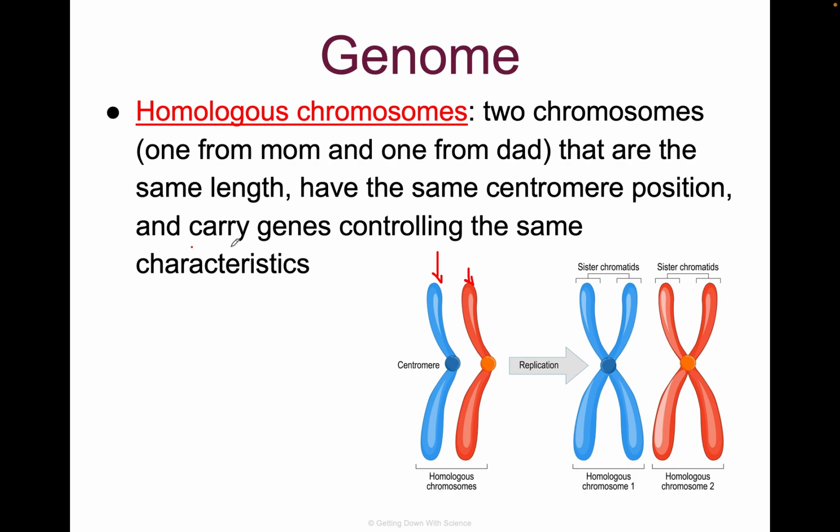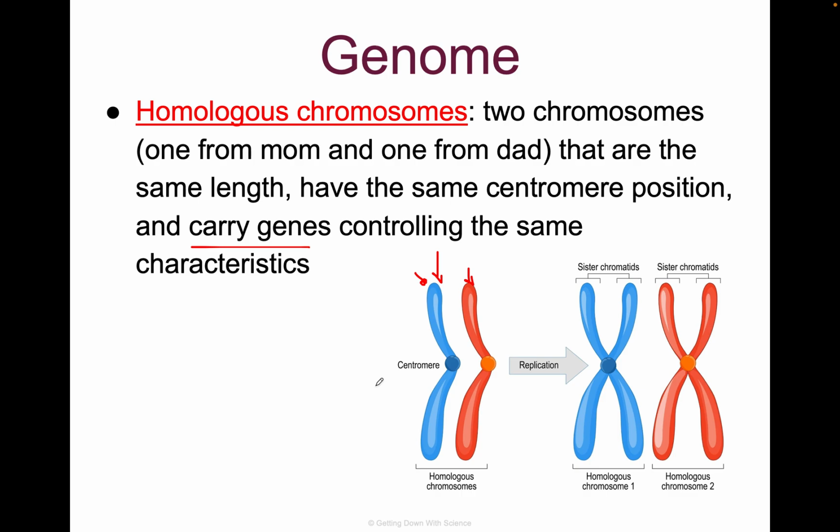When we talk about how they carry the same genes, different genes are located on different parts of your DNA. So, for example, the gene that codes for eye color, right? That's going to be matched up with another chromosome over here that also has the gene for eye color, right? So they're controlling the same characteristics of the organism.